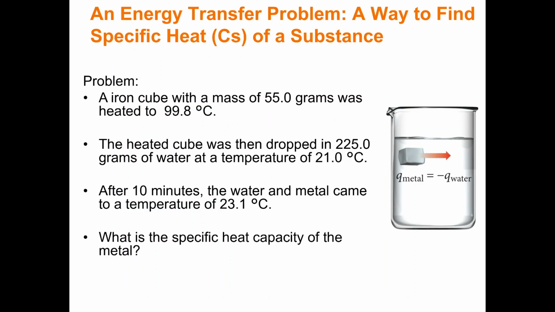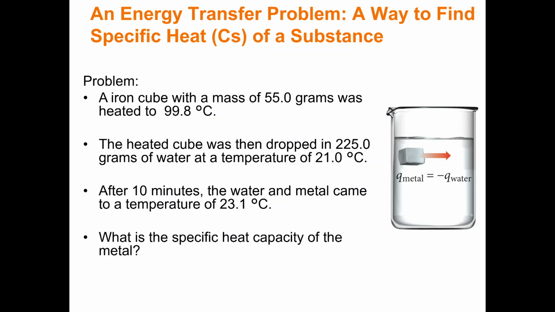Okay, so back over to the slides. Here's another way to find the specific heat of a substance. Here we have an iron cube with a mass of 55 grams. We could potentially take this to our balance and just weigh this iron cube. Then we're going to heat it to 99.8 degrees C, so maybe we put it into some hot water. The heated cube was then dropped in 225 grams of water at room temperature, 21 degrees C. After 10 minutes, the water and the metal came to a temperature of 21.3 degrees C. We want to know what is the specific heat capacity of the metal.